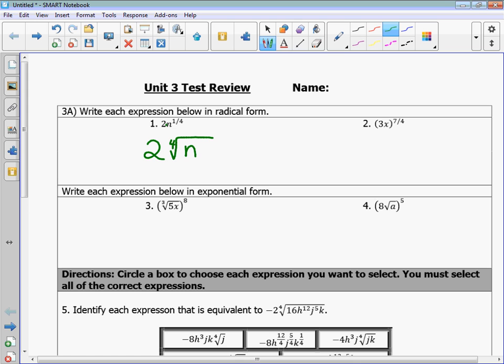Number 2, in parentheses we have 3x, and we're raising it to the 7/4 power. 3x is in parentheses, so that's going to be underneath the radical. You can leave 3x in parentheses underneath the radical if you'd like. The denominator is 4, so it's a 4th root. And the numerator of the exponent is 7, so the exponent here is 7. So we have the 4th root of 3x raised to the 7th power.